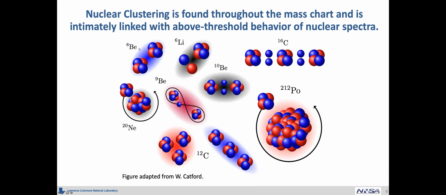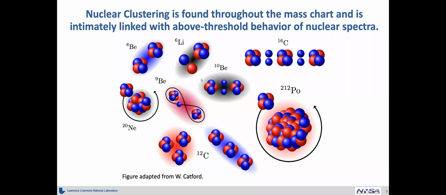I'm showing as an example here beryllium-8 clusters into 2 alphas, lithium-6 into alpha plus D, and so on and so forth. You see that in most of these cases, the alpha particle is the fundamental building block. That is because, sorry, the alpha particle is just so well bound, right? So if a system is to cluster, there's a high probability it will cluster into alphas plus something.